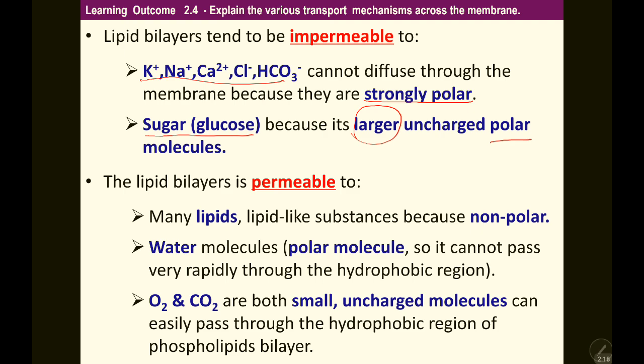So the lipid bilayer is permeable to these molecules, which can go through easily, for example lipid soluble molecules or non-polar molecules. Water molecules, since they are polar, cannot pass through the hydrophobic region very rapidly. Water cannot easily go through the phospholipid bilayer. Oxygen and carbon dioxide, being small and uncharged molecules, can permeate through the phospholipid bilayer.